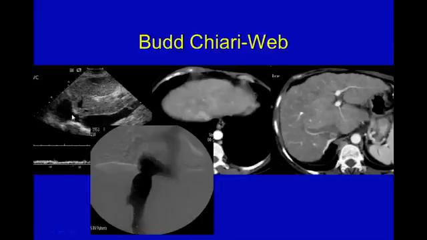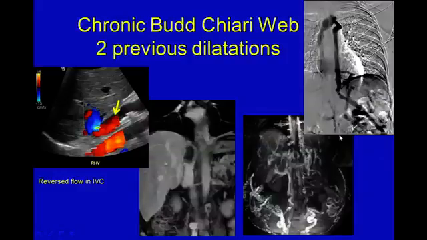Just some examples here. You can see a clear web here crossing the IVC. You can see the dilated IVC proximal to it, and in the spectral tracing you can see a very flattened monophasic waveform. You can see this on the CAVERNOUS as well, and notice on the CT that the IVC is very difficult to see and the hepatic veins are very attenuated.